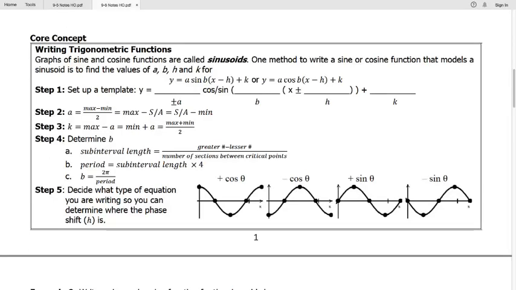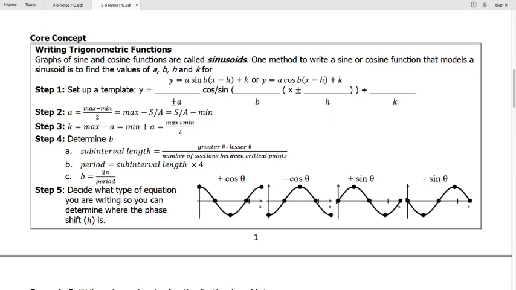Okay, this video focuses only on example 2 of the 9-6 notes, and it is all about looking at a graph and writing a sine and cosine equation. I'm going to follow this set of steps, and then we'll talk about some of the shortcuts you might be able to see from looking at the graphs.